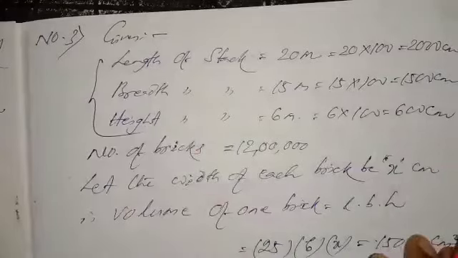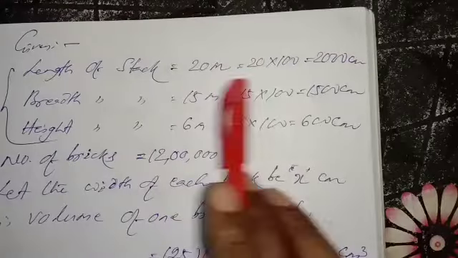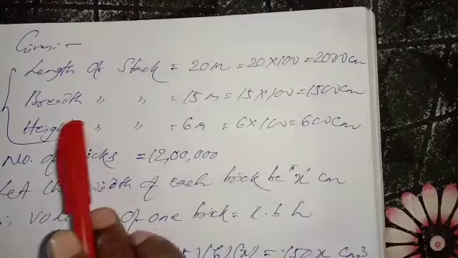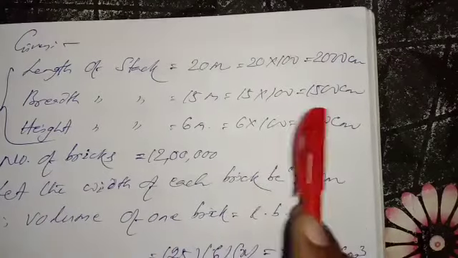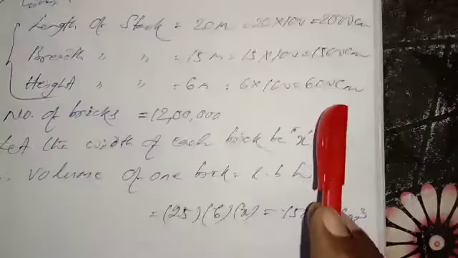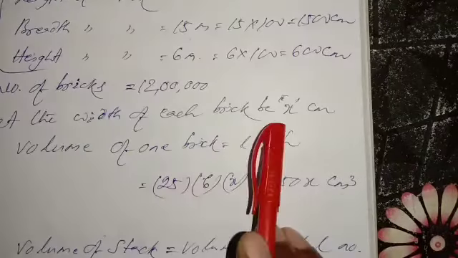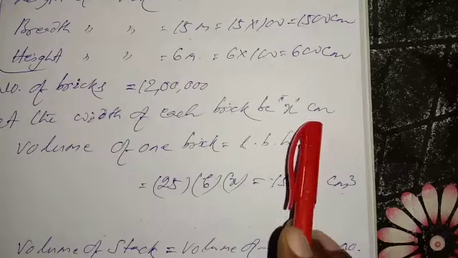First of all, we see the length of the stack given 20 meter means 2000 centimeter. Breadth given 15 meter means 15 into 100, 1500 centimeter. And height given 6 meter means 6 into 100, 600 centimeter. Number of bricks given 12 lakh. Let the width of each brick be x centimeter. These are all centimeter given.